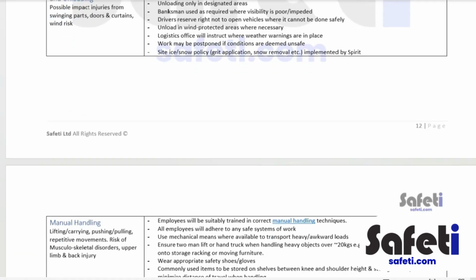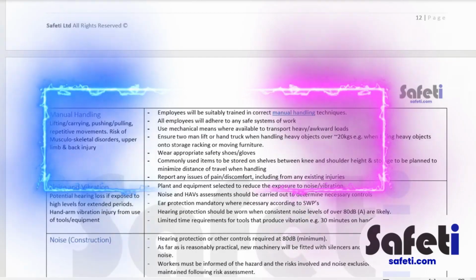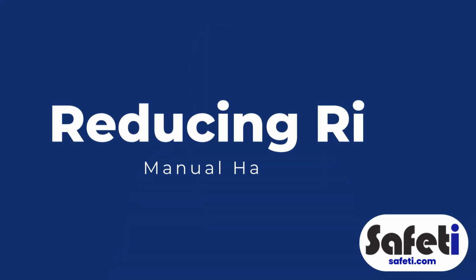And so it's understandable that training is high on the agenda when it comes to manual handling for a lot of companies before they'll even let people work for them. But let's look a little further into what we're talking about here and the types of strategies that we would use to reduce risk in this area.